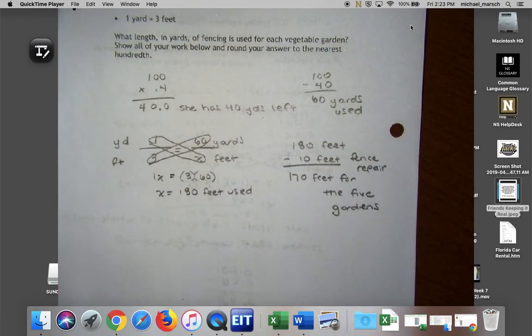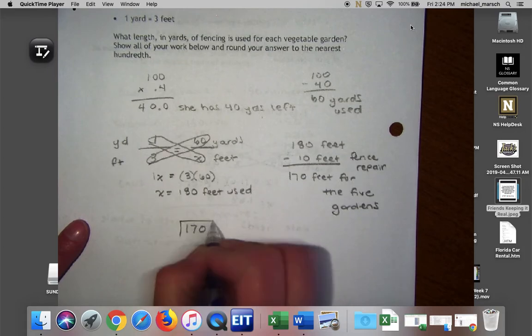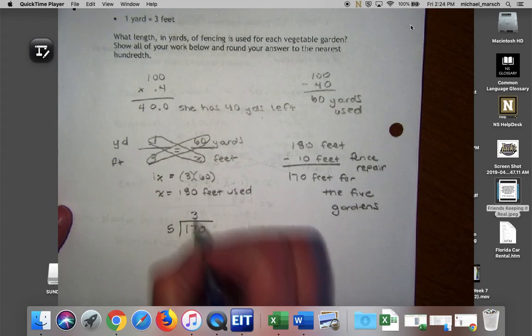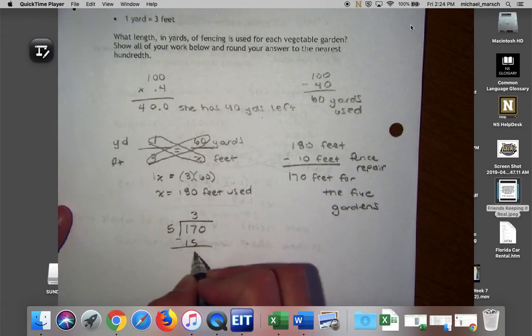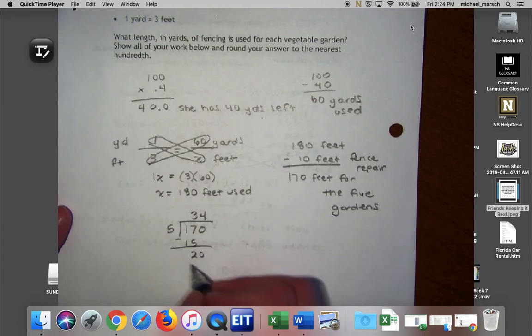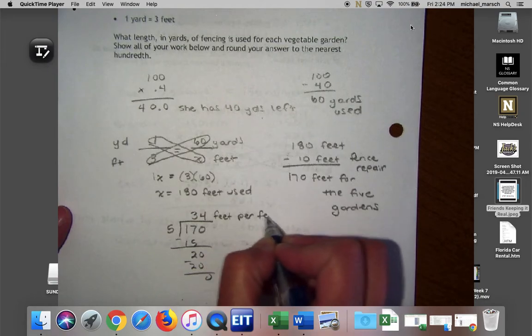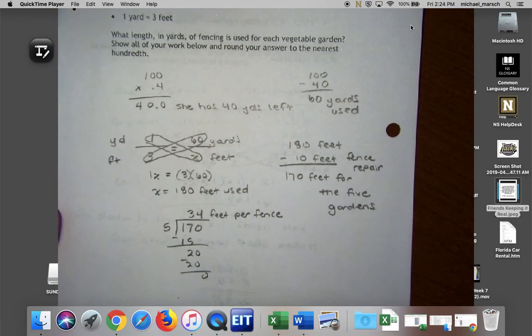And it said she built 5 identical fences. So how am I going to find out how much she used for each garden? Division by 5, 5 identical fences. So right, 170 divided by 5. So I'm going to take 170 divided by the 5 identical fences. 34 feet. I said 34, so you're looking at 34 feet per fence. But wait, there's more.